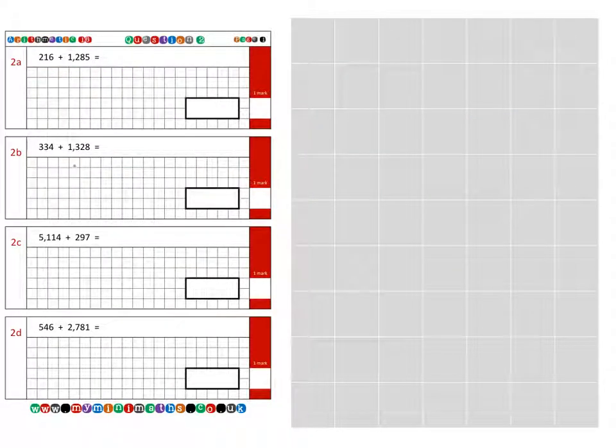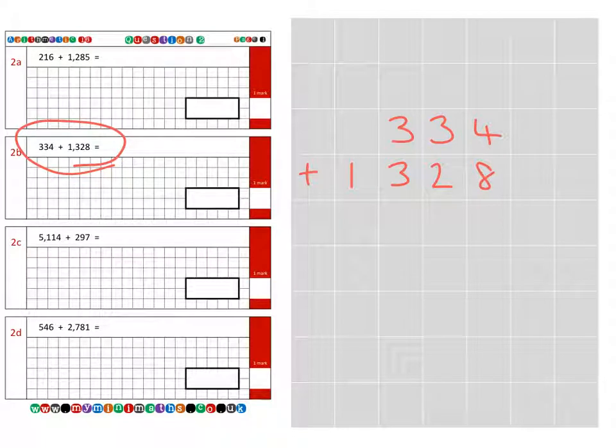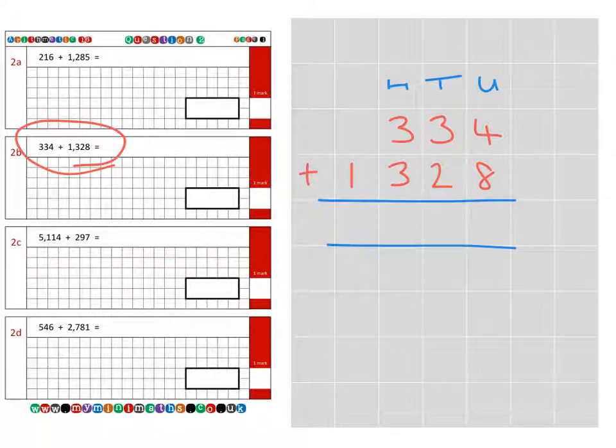On to question 2b, which is 334, and we're adding 1328. So, as long as we line up our units, our tens, our hundreds, and our thousands. So, here we go.